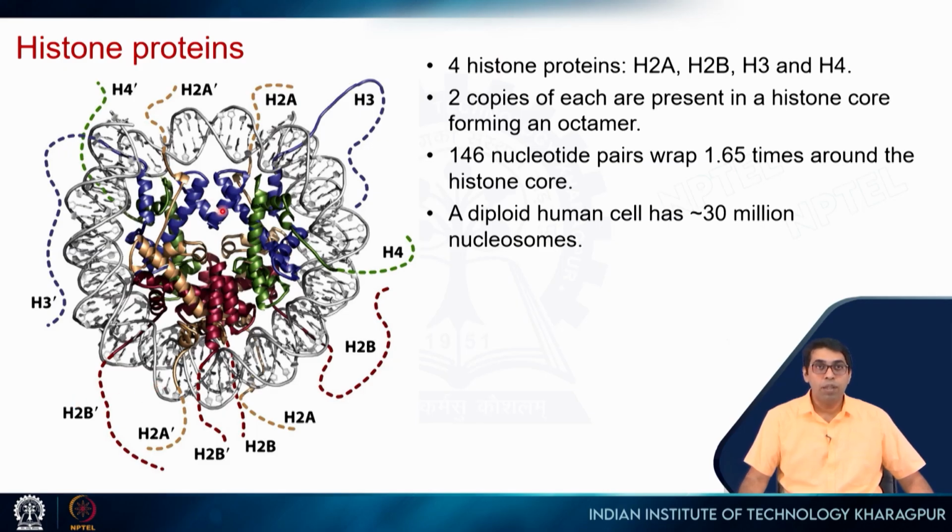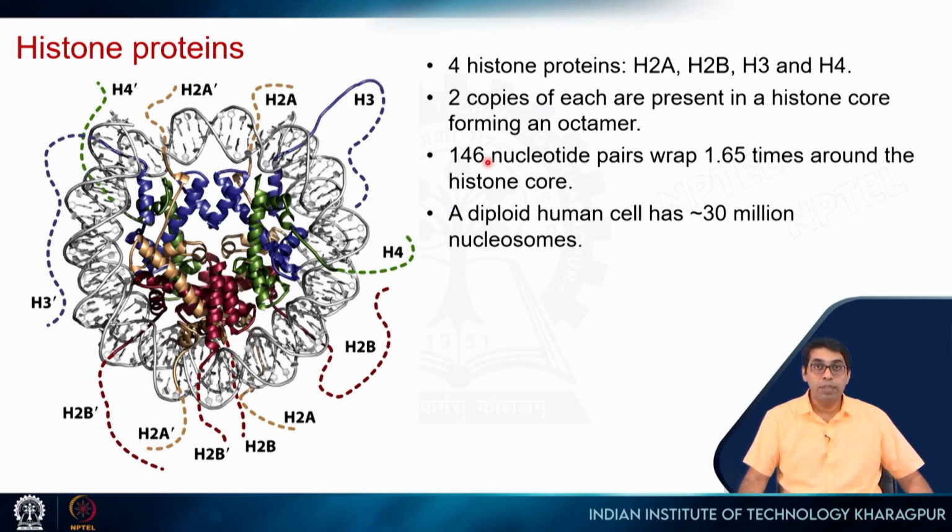So, histone proteins look something like this. You can see it is mostly alpha helical, these are the protein, and the DNA is wrapped around the histone protein. There are 4 types of histone proteins, H2A, H2B, H3 and H4, and each of these is present twice. So, there are 2 copies of each, which means that there is a total of 8 proteins and together they form an octamer which forms this cylindrical structure.